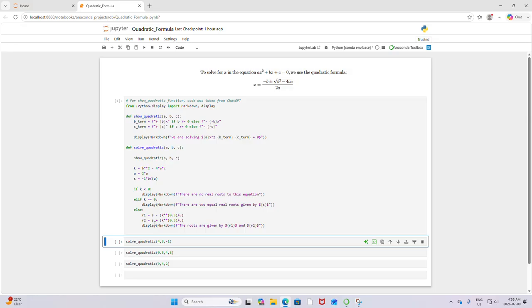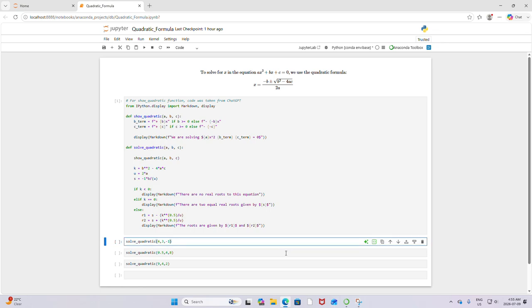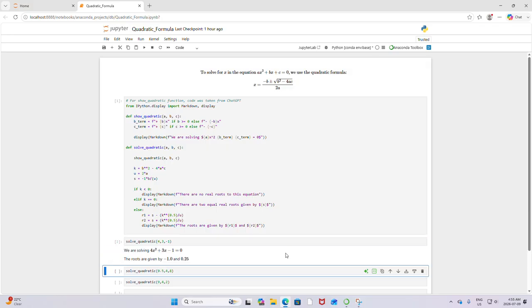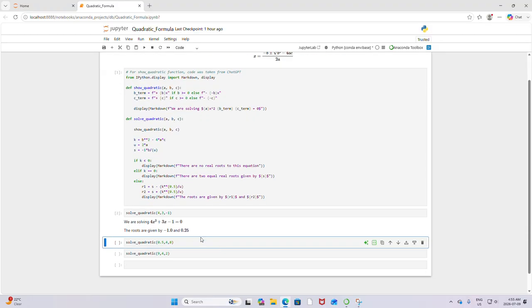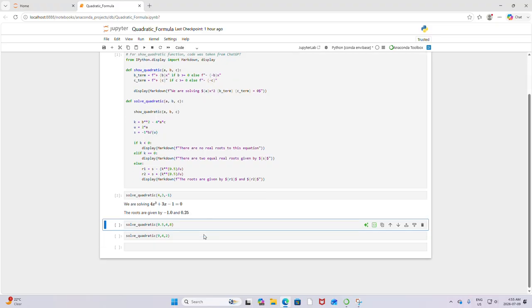So I just ran this big cell here. That's just defining the two functions. And now let's call the solve quadratic function for some different cases here. So I have 4, 3, minus 1. We are solving 4x squared plus 3x minus 1 equals 0, and it will output that the roots are given by minus 1 and 0.25.